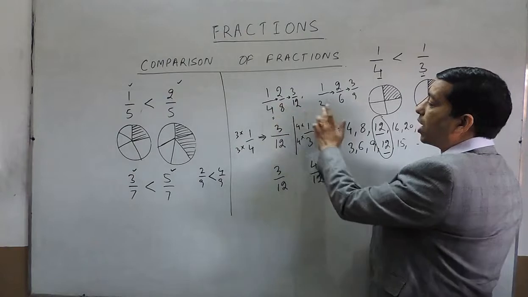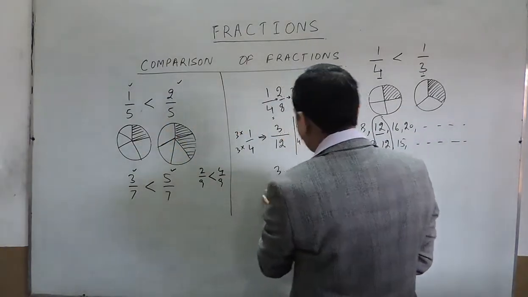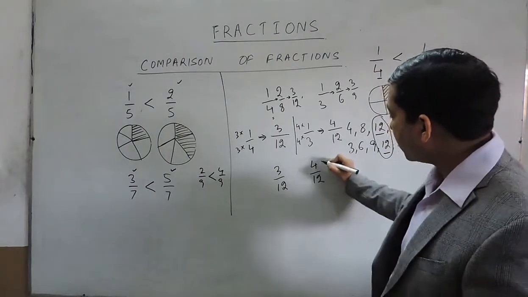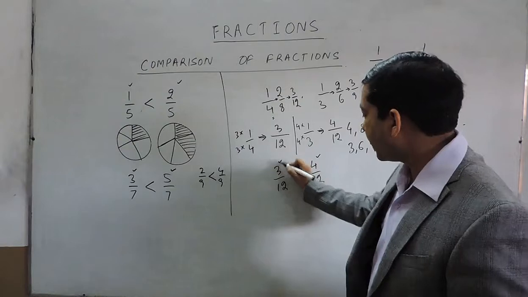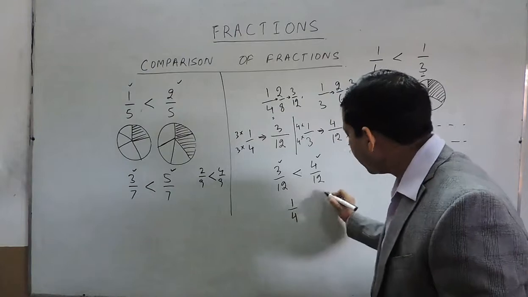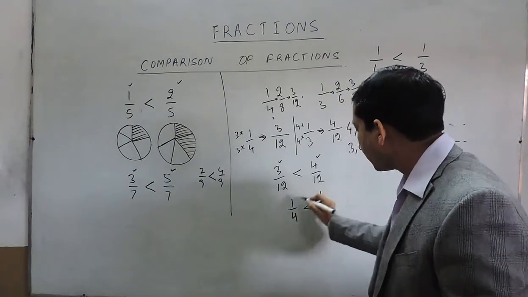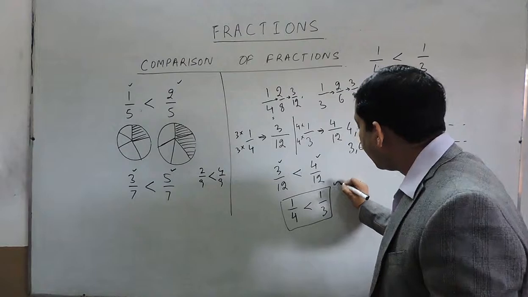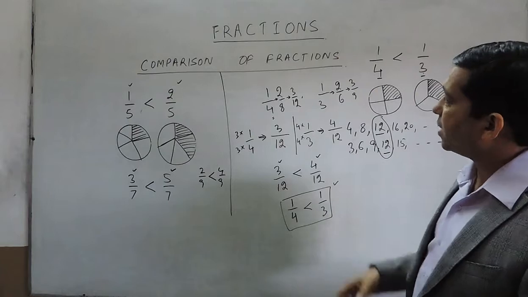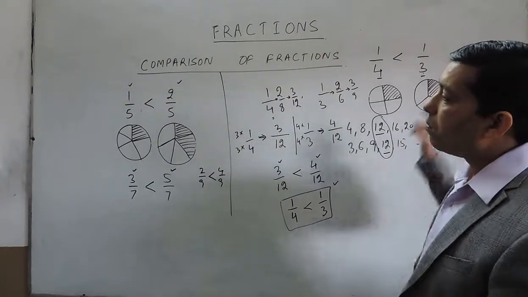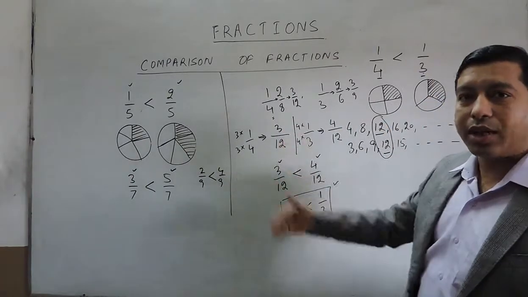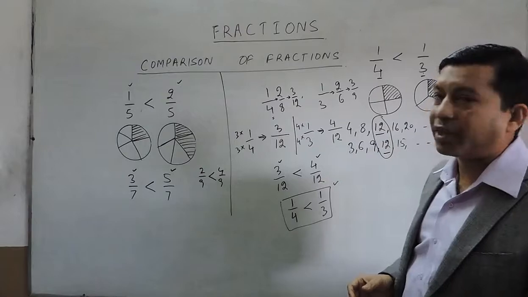Now these two unlike fractions have been converted into like fractions. We know that out of 12 portions we have taken 3 here, and out of 12 portions we have taken 4 here. Definitely 4 is greater than 3, so this number is greater. This was actually 1 upon 4 and this was actually 1 upon 3, so 1 upon 3 is greater than 1 upon 4. These kinds of questions come in various school exams as well as competitive exams, where we have to put many fractions in ascending or increasing order, or descending or decreasing order, or compare different fractions.